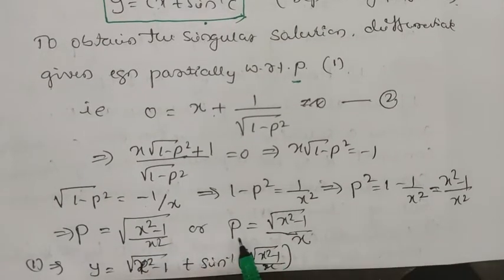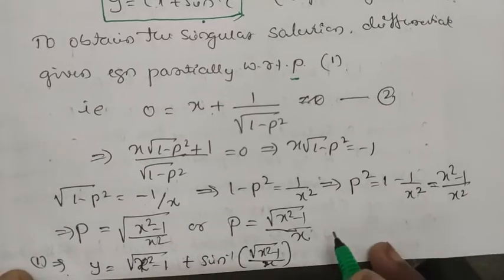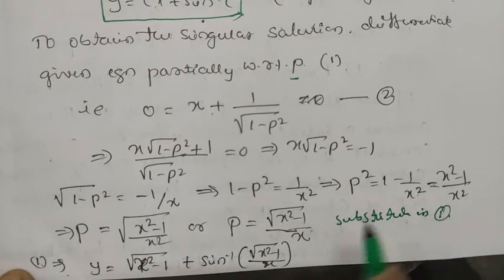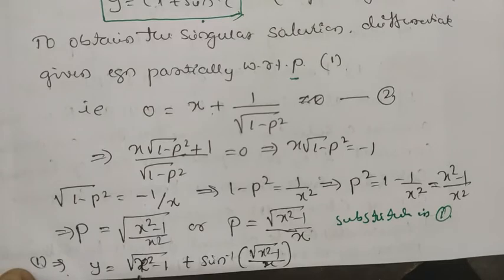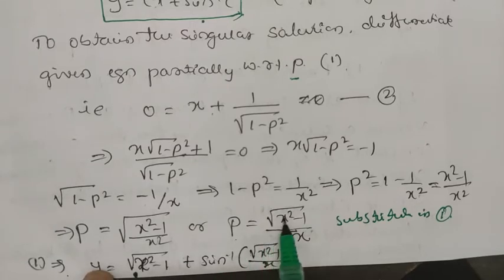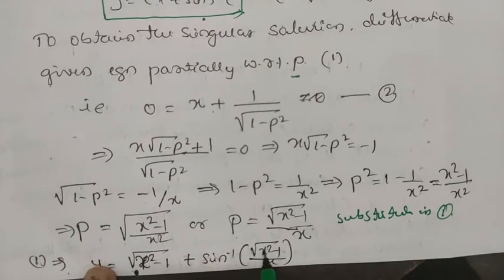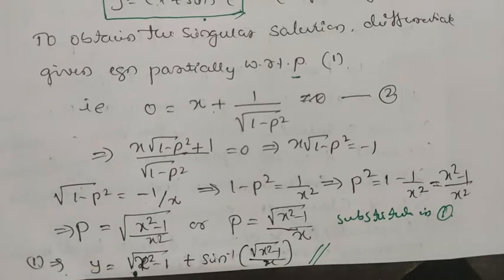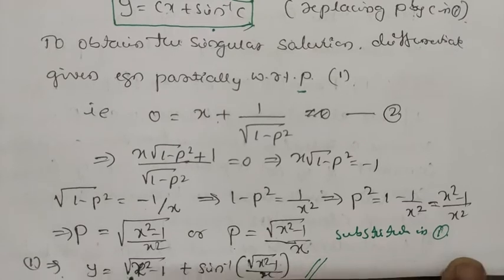So this value of p you have to substitute in equation 1. So equation 1 is y equals px. So here we have to substitute this value, no? y equals px, p is root x square minus 1 divided by x, into x, x gets cancelled, we have simply under root of x square minus 1 plus sine inverse p, where p is root of x square minus 1 divided by x. This is the required singular solution. So this is the singular solution.